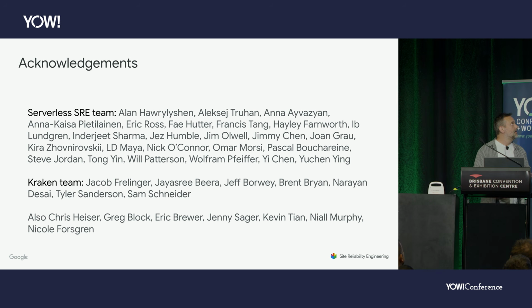There's also a team called Kraken here. This is the team that is part of SRE that helps try new approaches and come up with new ways of thinking about reliability. Two of the people here, Jeff and Narayan, created some of the slides that I've used in this presentation. There's a bunch of other people at Google and outside Google who've also given feedback on these ideas. Will Patterson here is the person who operationalized and implemented a bunch of the tools that I'm going to show you today.